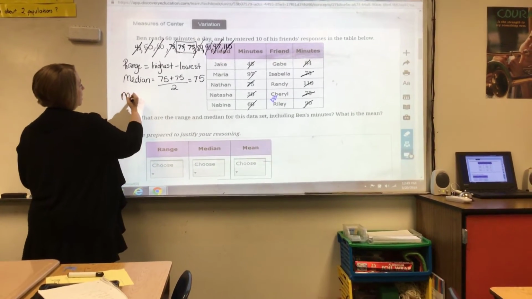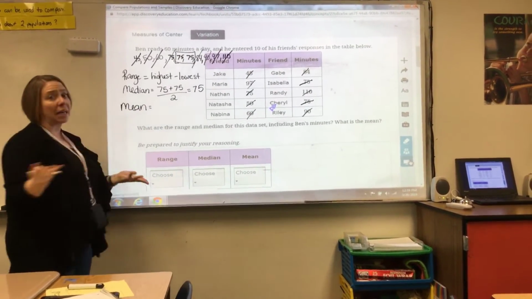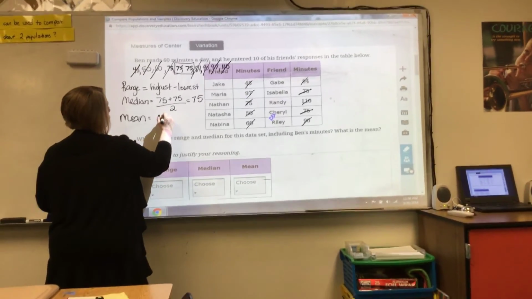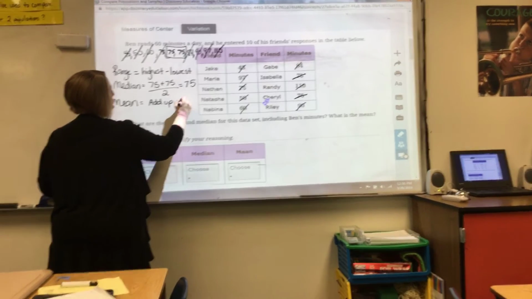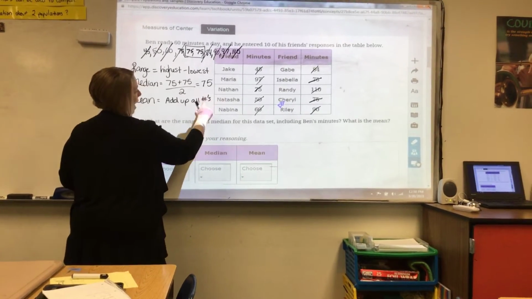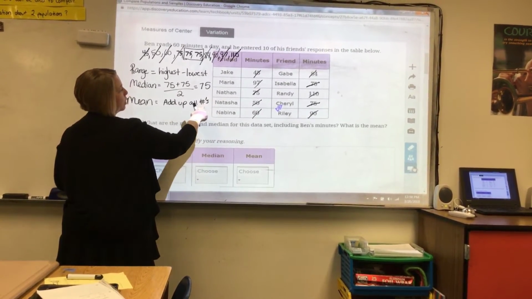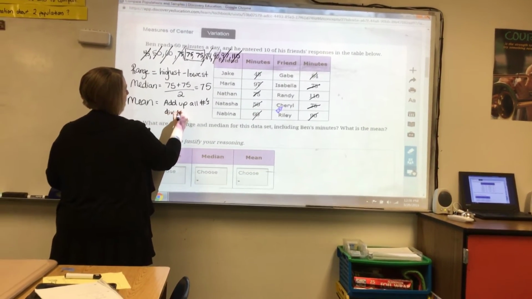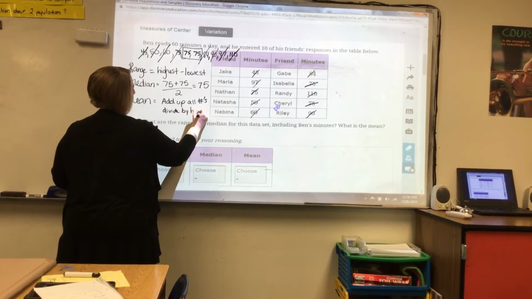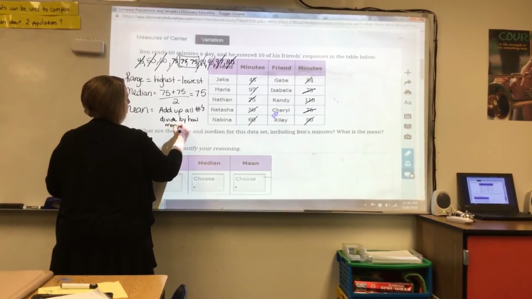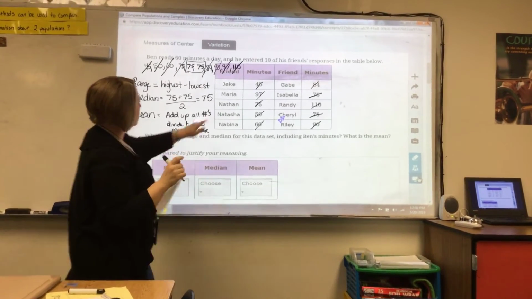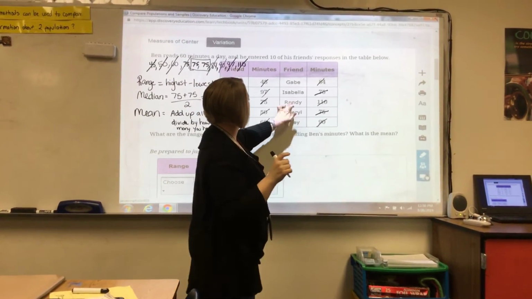Then the last step is the mean. I saved this for last because it takes a little bit of work, but you have a calculator. To get the mean, you add up all the numbers. I'm going to use the little hashtag sign instead of writing the word numbers. Okay, I mean these. And then you divide by how many you have. So here we had 10 pieces. Let's see, 1, 2, 3, 4, 5, 6, 7, 8, 9, 10.